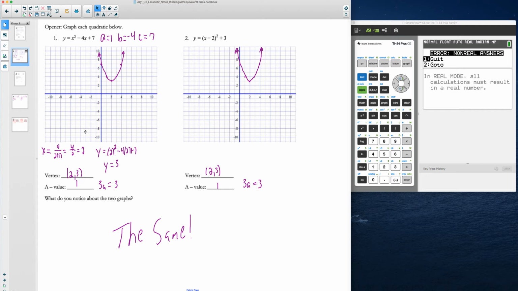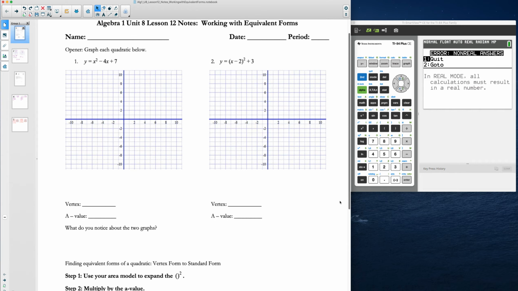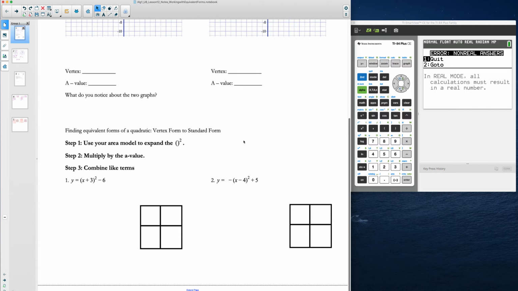So let's go back to that first sheet of notes here. Let me flip back here, and let's go down. And we're going to actually work on going from vertex form to standard form first. So the first thing that we're going to do is we're going to use our area model. So we did this way back real early in this unit when we multiplied polynomials, and we were doing a binomial times a binomial.